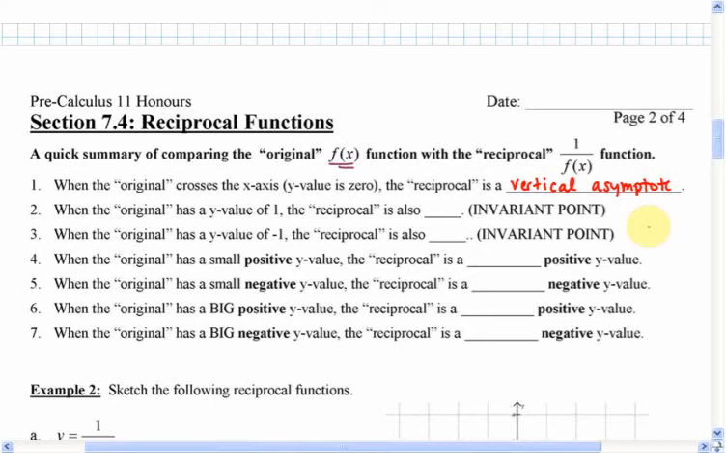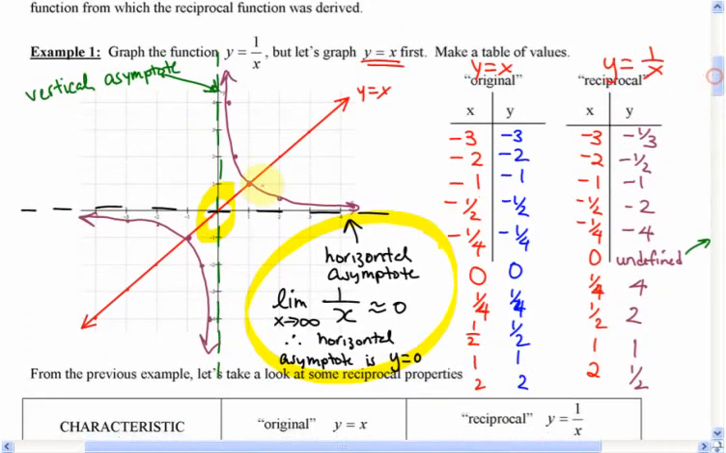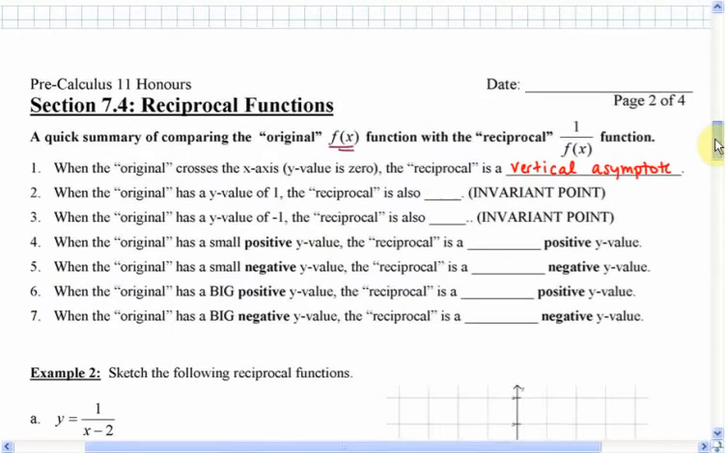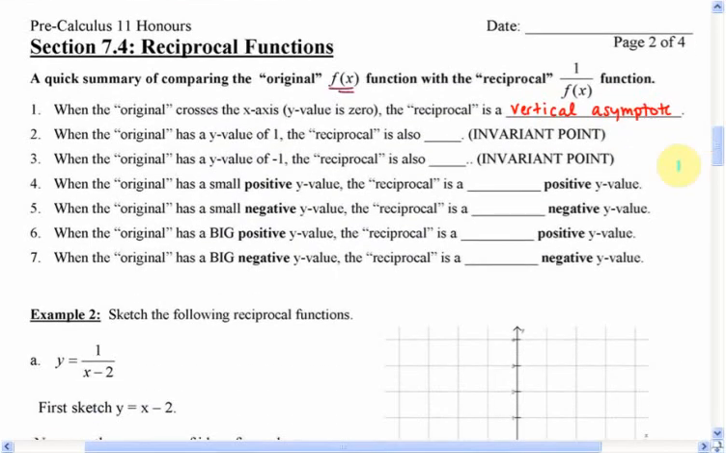Okay, what's the next one? When the original has a y value of 1, okay? So if you look at my graph here, here's the y value of 1 right there. Let me answer this first, Katharina. What's the reciprocal equal to? 1, negative 1. Well, when it's 1, it's just 1. Good. Edison also answered the next one. When it's negative 1, the reciprocal is negative 1. Katharina, yes?